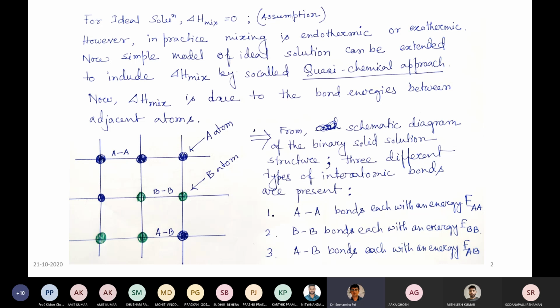That can be A bonds, and A bonds each should have a bond energy, which we name EAA. Similarly, there will be BB bonds, each with an energy EBB. And if you see AB bonds, those also each have an energy EAB. We are now getting three types of bonds and correspondingly three types of energies: EAA, EBB, and EAB.